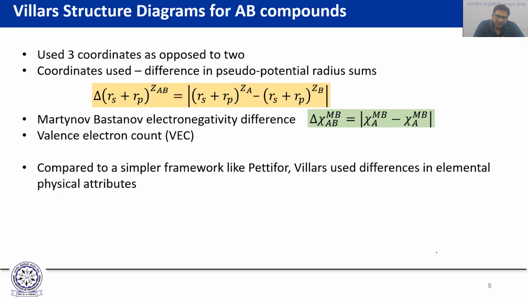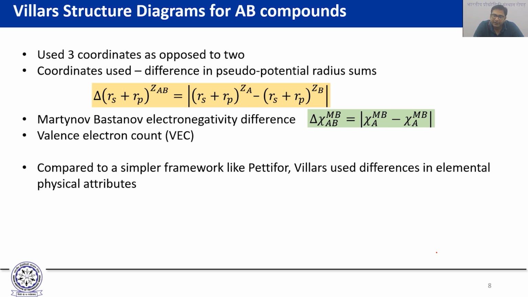Now we talked about Pettifor's map, but we said that before Pettifor, Villars came up with some structure diagrams as well. The reason we started with Pettifor maps is because they are much simpler than the Villars map. So having looked at the Pettifor maps, let us take a look at what Villars was trying to do. For Villars, he was using 3 coordinates, which means that he was actually looking at a 3D volume instead of a 2D plane.